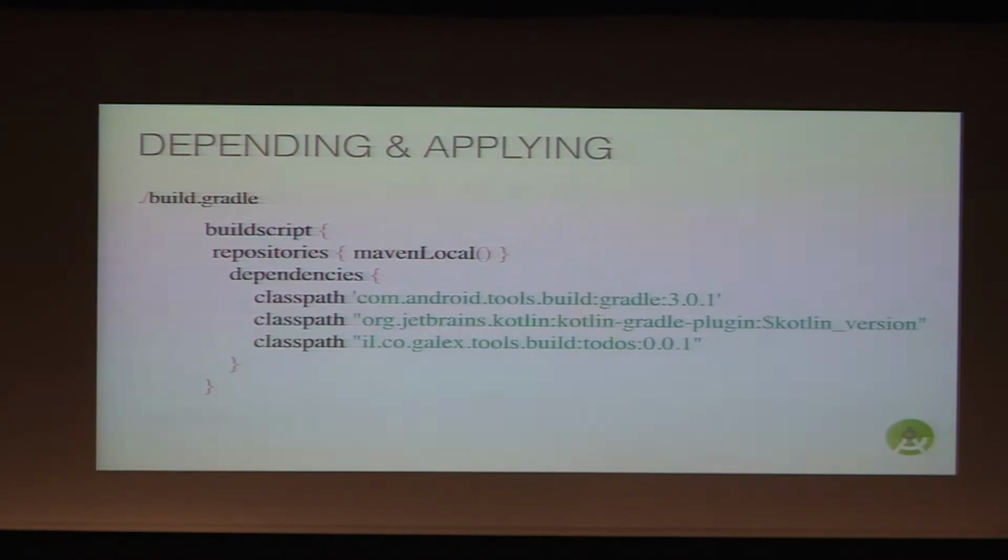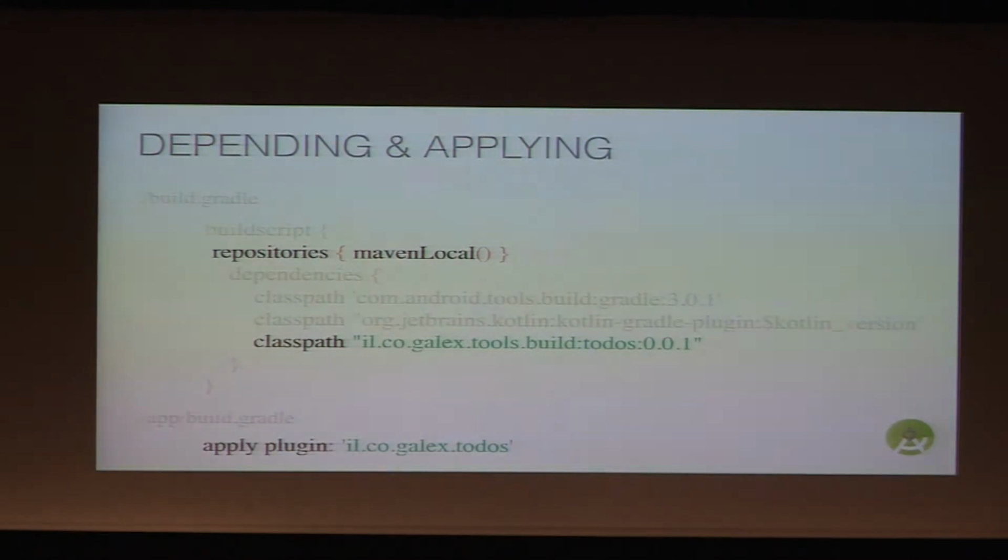So here we're going to define the dependency to our plugin. You see the last line here. And in our build.gradle, we're going to do apply of the plugin. Now we're going to see what this apply really means. So as I said, we defined a repository, Maven local, important, and the classpath to the plugin.